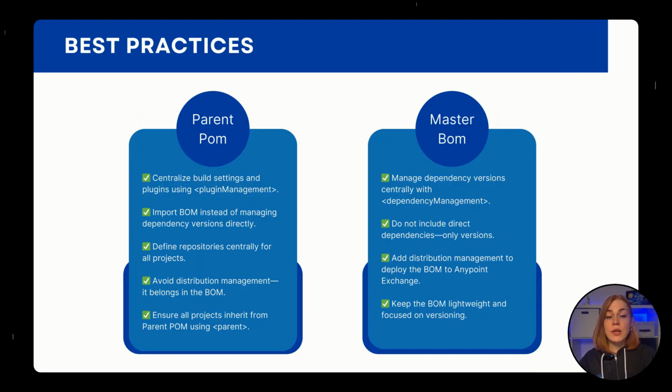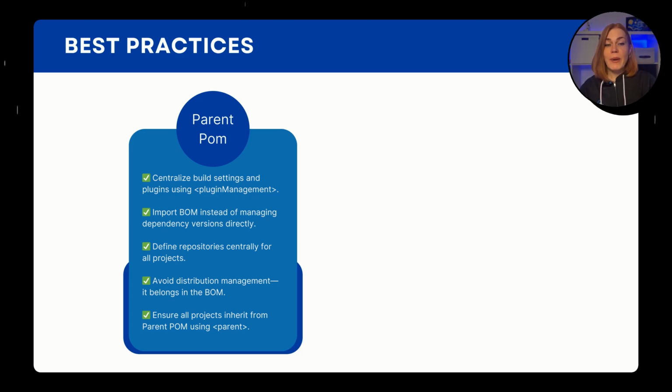Now that we've structured our Parent POM and Master BOM, let's go over some best practices to ensure they remain efficient, scalable, and easy to maintain. Best practices for Parent POM. First of all, keep build and plugin management centralized. Define all Maven plugin configuration inside the Parent POM using plugin management. Manage dependencies via BOM, not Parent POM. Parent POM should not define dependency versions directly, only manage plugins. Instead, import a BOM using parent to ensure clean separation between build configuration and dependency versioning.